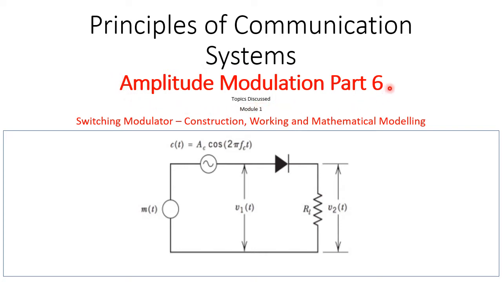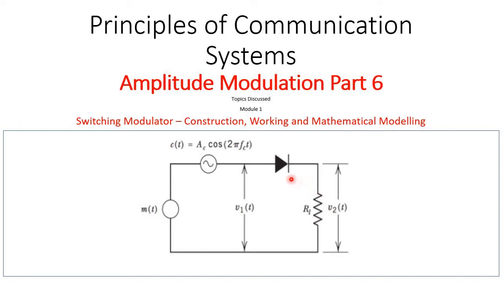So in this video, that is the sixth part of amplitude modulation, we'll see the generation of amplitude modulation using a switching modulator. We'll see in detail the construction, working, and mathematical modeling of the modulated output. Before that, a quick recap of the previous session, which was a live session, in which we solved around 8 to 9 problems on standard AM and single-tone AM. In this video, we'll start with the generation of AM.